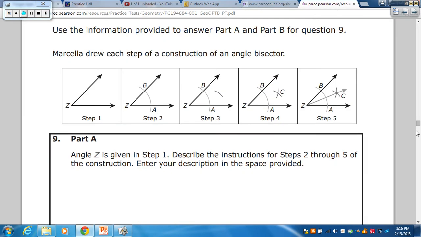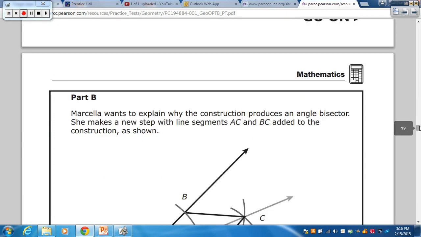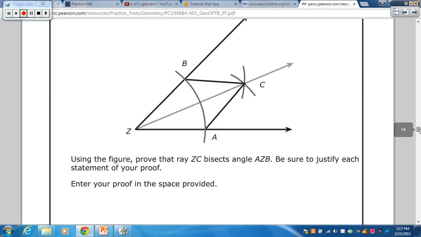For the next problem, it wants to explain the construction procedures. Marcella wants to explain why the construction produces an angle bisector. She makes a new step with line segments AC and BC added to the construction as shown. Now, using the figure, prove that ray ZC bisects angle AZB. Be sure to justify each statement of your proof.